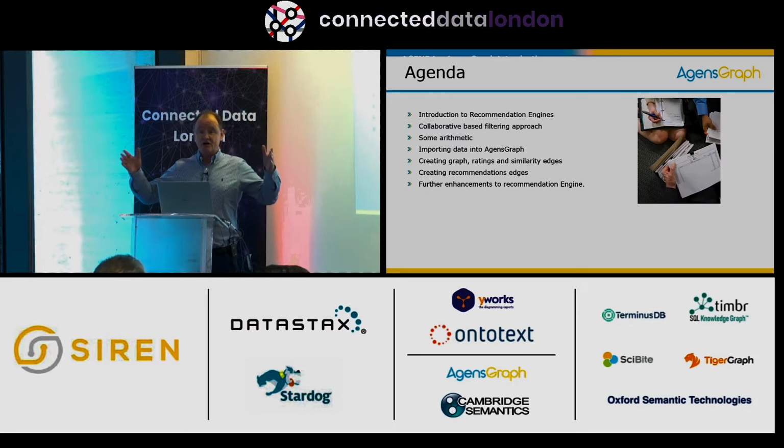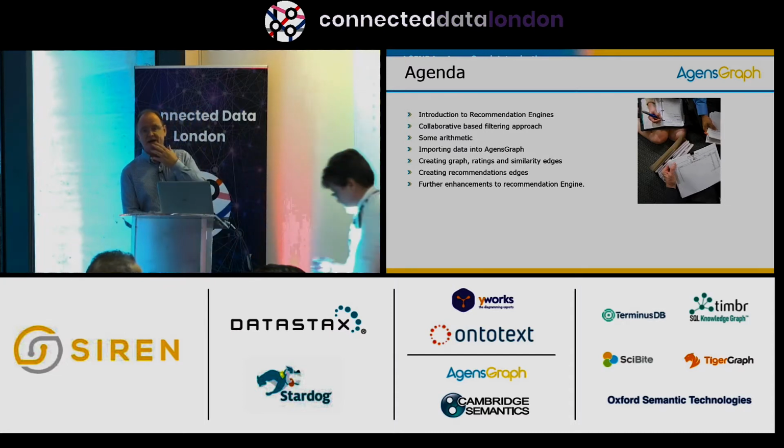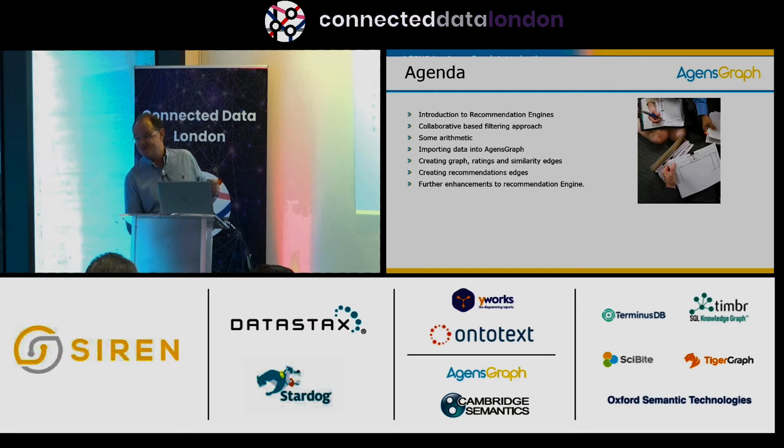There's a longer version of this presentation on YouTube. So if you look up Bit9 or AgensGraph and recommendation engine, it'll be the first hit. It takes about an hour to go through it at a leisurely pace, so this will be a little bit rushed.